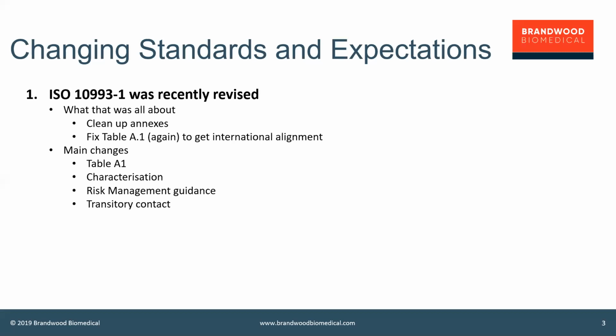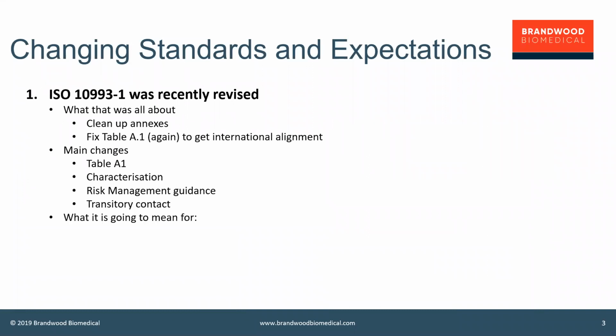making this more and more a risk management guidance. 10993 is a biological risk management exercise, and the new Annex B is all about that, for example. And a couple of other smaller changes, such as defining clearly what transitory contact is and how devices which have very limited contact don't need much biocompatibility evaluation at all.